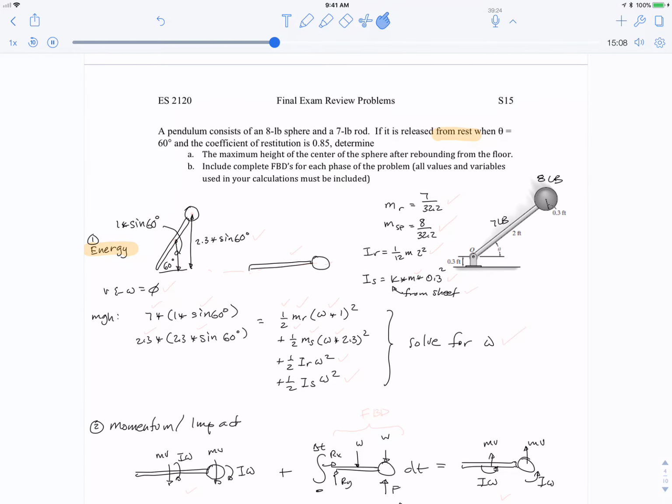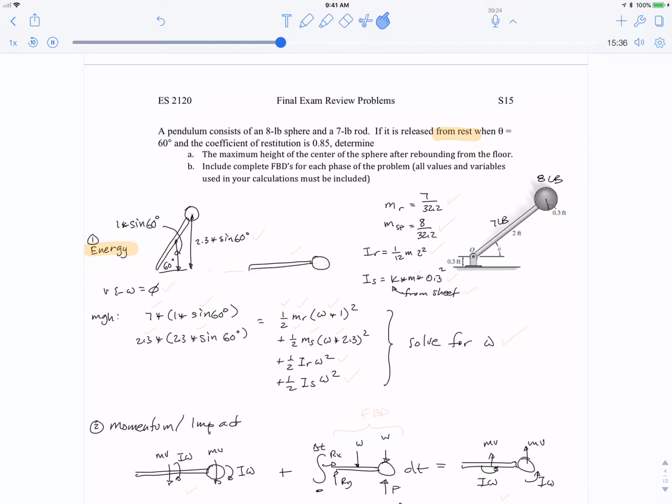And so what happens is you raise this pendulum up to 60 degrees, you let it go, it comes down, it hits the ground, and it gets a new velocity going up, and then it bounces back up to a height when the velocity is 0. That's the maximum height, and it's asking you to find the maximum height after it bounces. The reason I like this is because it involves both energy and momentum.